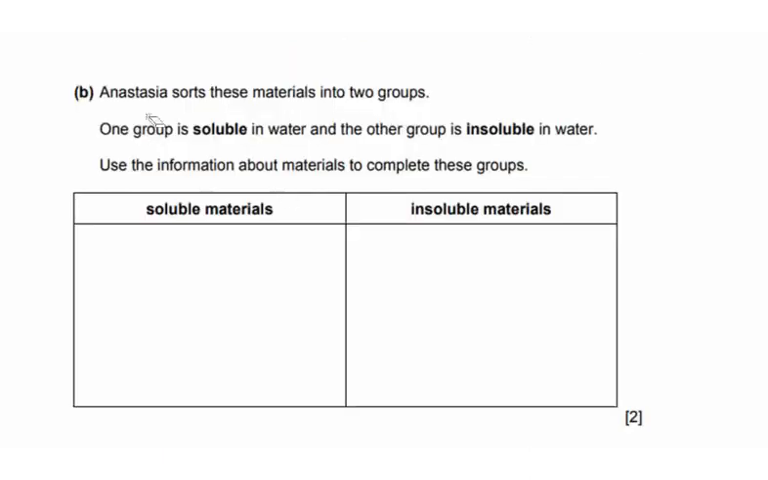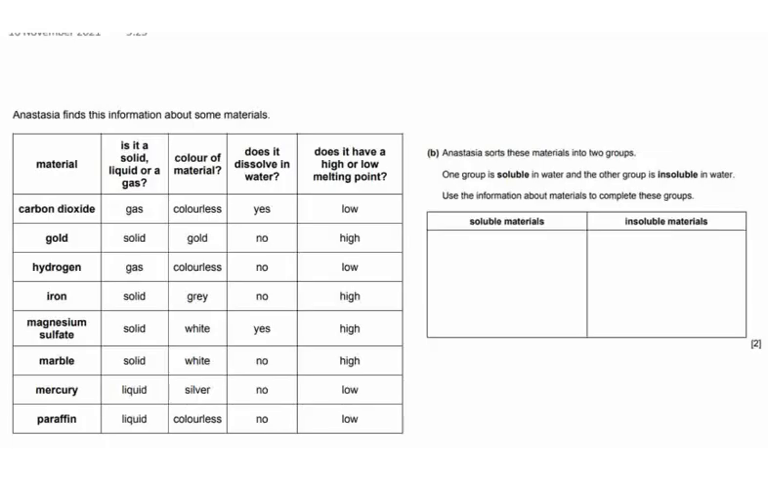Question B. Anastasia sorted these materials into 2 groups. One group is soluble in water and the other group is insoluble in water. Use the information about materials to complete these groups. Soluble and insoluble materials. You will be given 20 seconds from now.